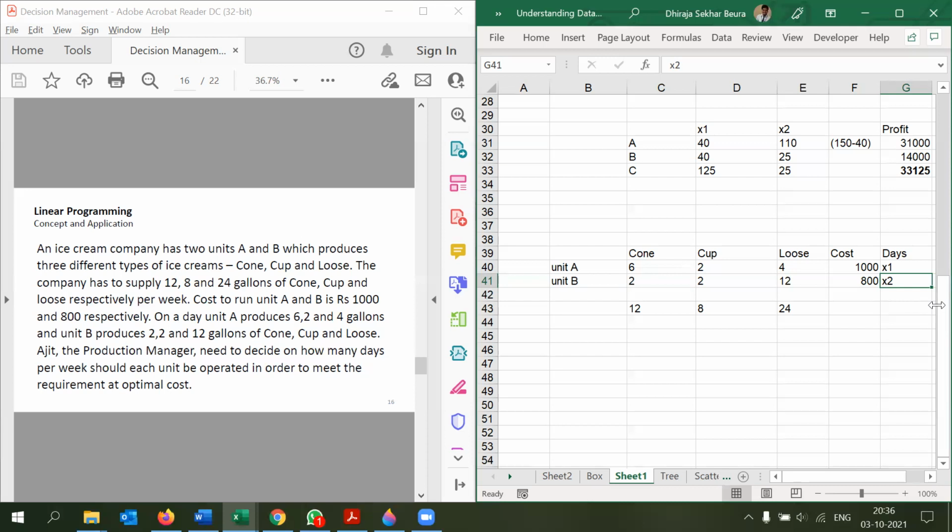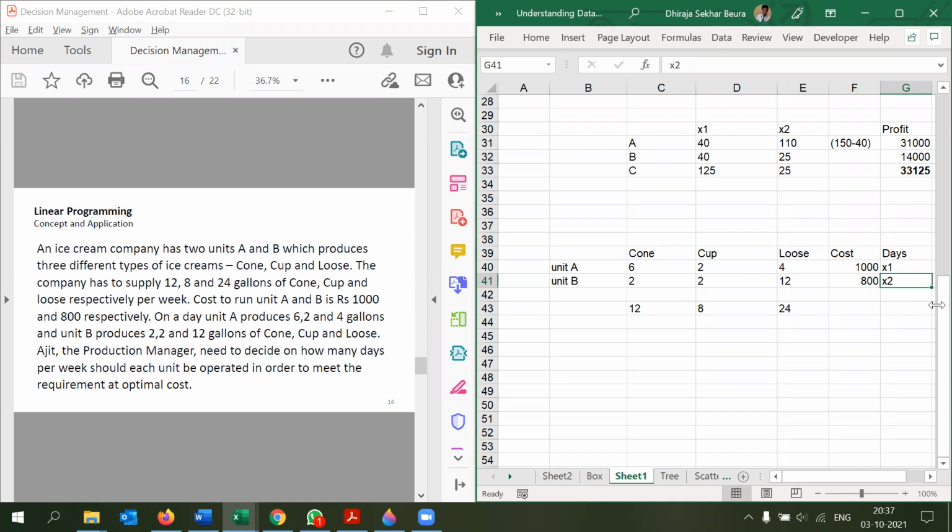Yes. Now, tell me how many cones can you produce in these many days? I'll ask you once more. How many cones can you produce in these many days? It says per week we can produce 12, 8, and 24. No, this is the target, 7 days. We may produce more also, but this is the target we need to produce, right?